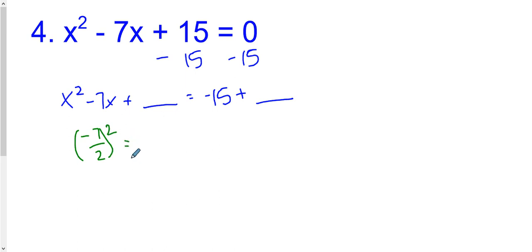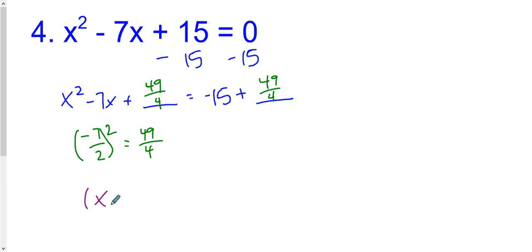Your calculator will do that for you if you're not comfortable doing this in your head. But it is just squaring the 7 and squaring the 2. So 7 squared is 49, and then 2 squared is 4. 49 over 4 is going to fill in both of my blanks.